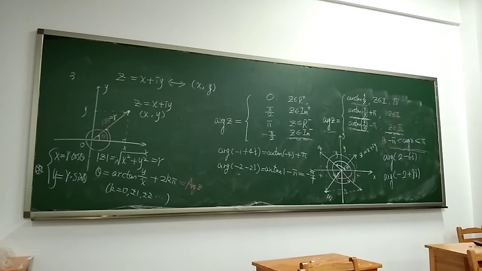The first one. Which quadrant? X is 2, y is minus 6. The first one, yes, the first one, only arctangent y above x is okay. The first one, yes, there. And the first one is the same.